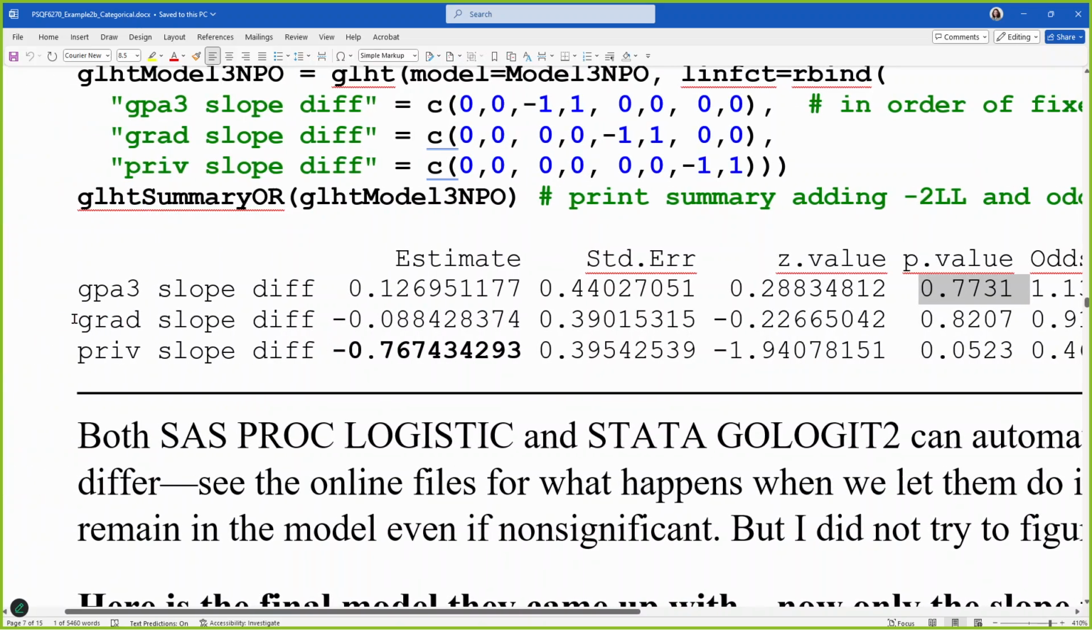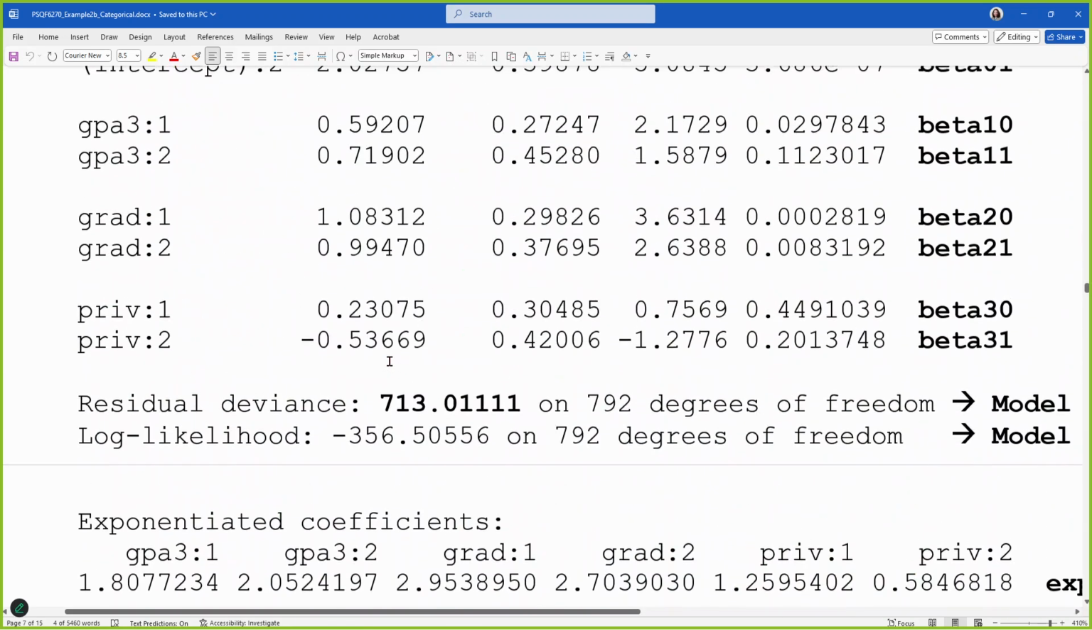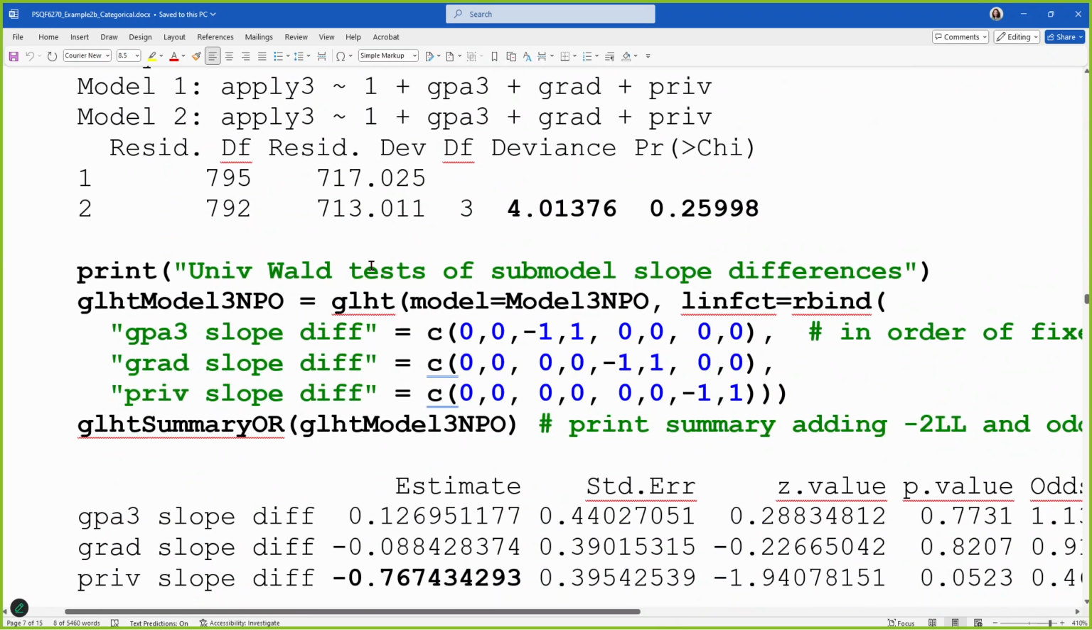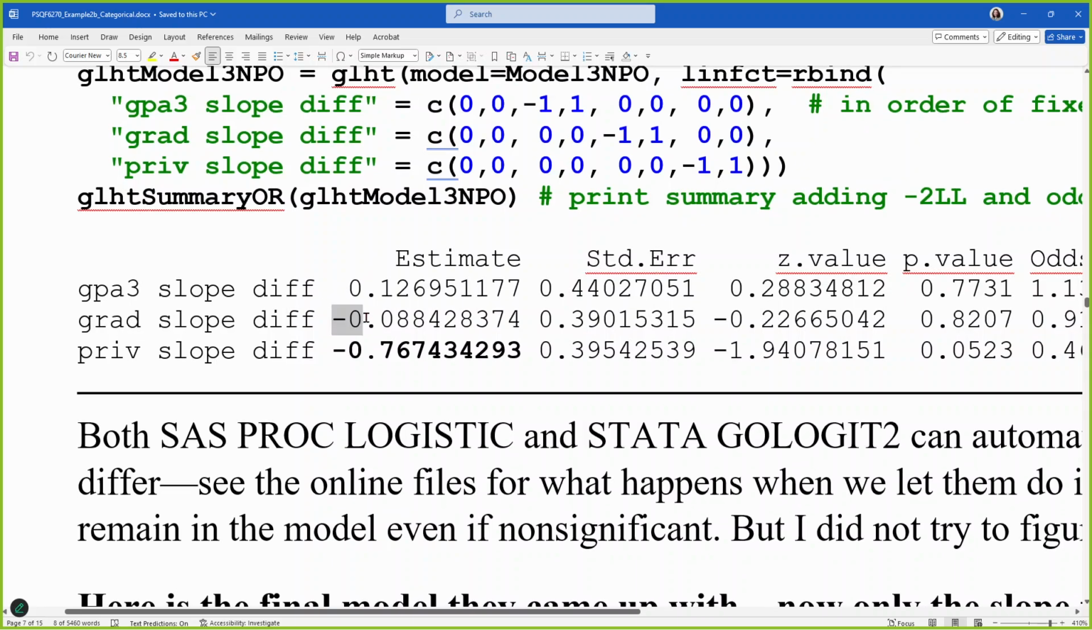And this one, the grad slope was positive, right? Yep, so they're both positive. The second submodel one is smaller. So 1.08 versus 0.99. That's why the result is a negative number, because the slope is less positive. So it's not that the slope is negative, it's that it's less positive.